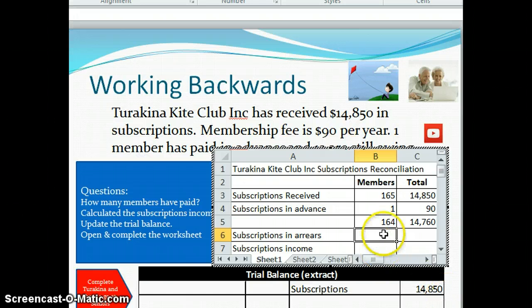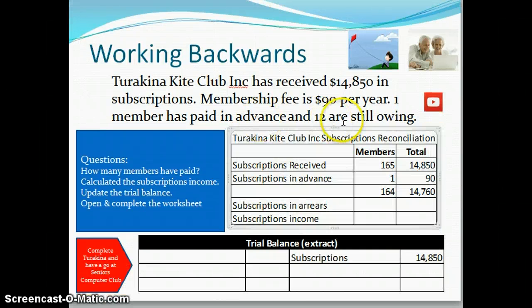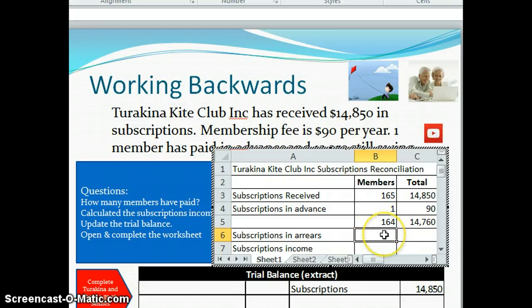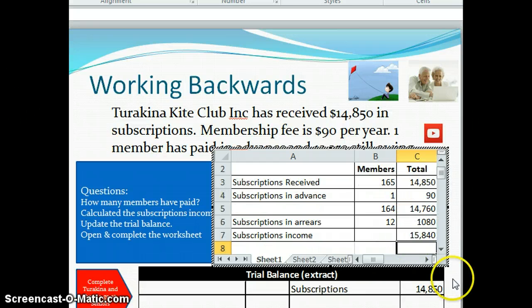Next one, subscriptions in arrears. So how many members are still owing? It tells us 12 are still owing. So we'll say 12, and they all owe us 90. So the total amount owed equals 12, which we'll click on by referencing it, multiplied by 90. So we're owed another $1,080. So our income, therefore, is 14,760 plus what we're owed, 15,840. So that's our income.